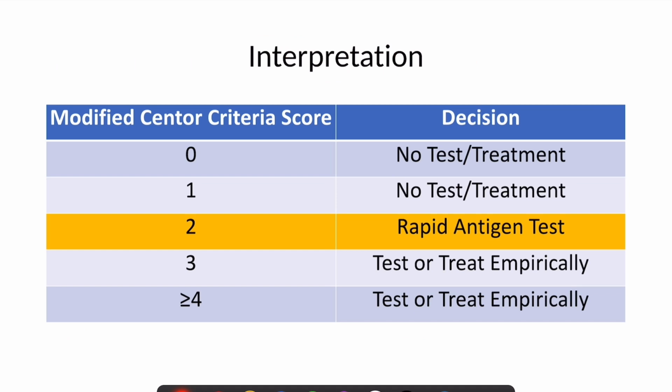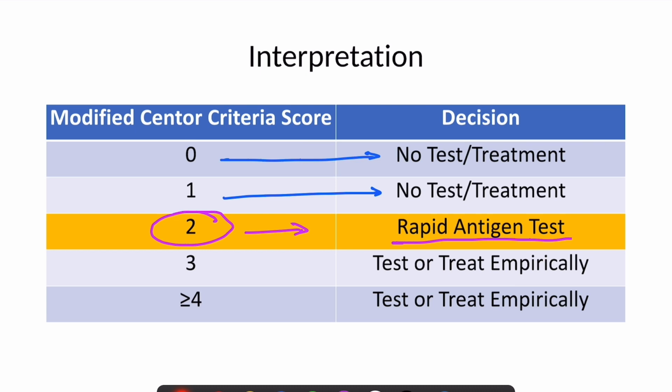So now let's move to the interpretation. If the score is 0, you don't need to test or treat. And similarly, if the score is 1, there is no need to treat or test. And 2 is the borderline. If the score is 2, then you should start testing. And if the test is positive, you'll treat it with antibiotics. And if the test is negative, you don't need to treat it with antibiotics.